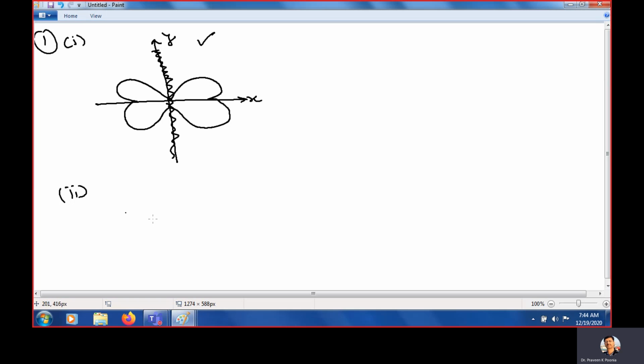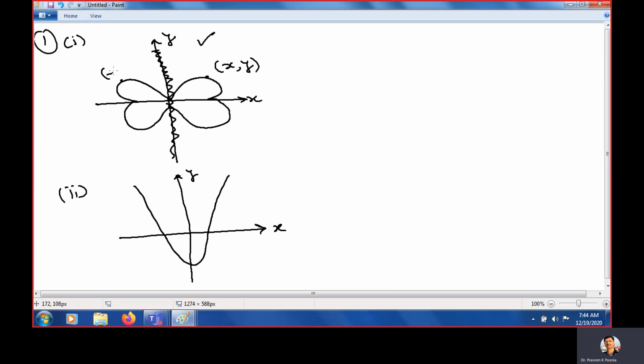Number 2. This is the y-axis. If I am making some graph like this one, yes, it is symmetrical, because you can check: the (x, y) point is there and the (-x, y) point is there. Clear? So yes, this is symmetrical. Now we will take the third example.